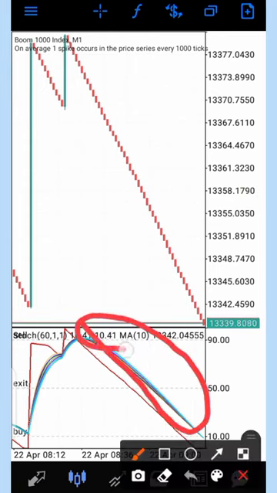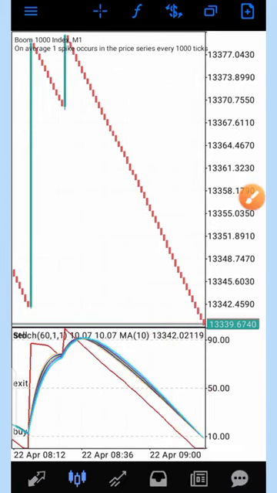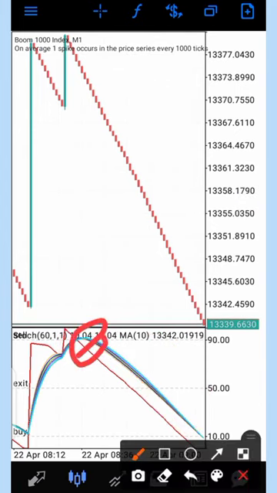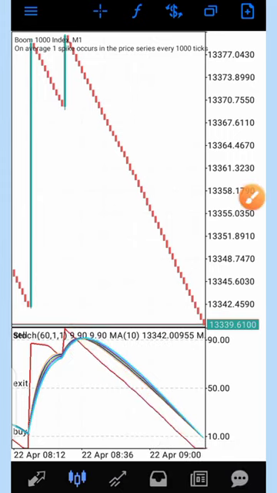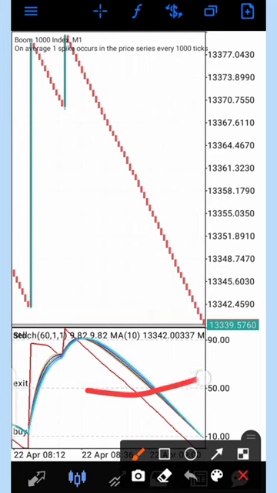Once all the moving averages touch the 90 region when you are trading Boom, and the stochastic, which is the red, crosses it, you enter for sell till it gets to this region.